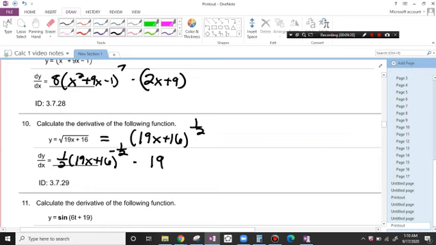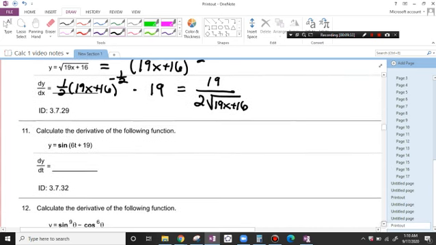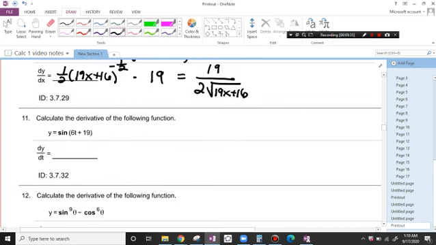All sorts of ways for them to write this answer. Let's just make this nice. This would be 19 over 2 times the square root of 19x plus 16. But I think MATLAB will take either one. The derivative of the sine of 6t plus 19, the derivative of sine is cosine of 6t plus 19 times the derivative of 6t plus 19, which is 6.